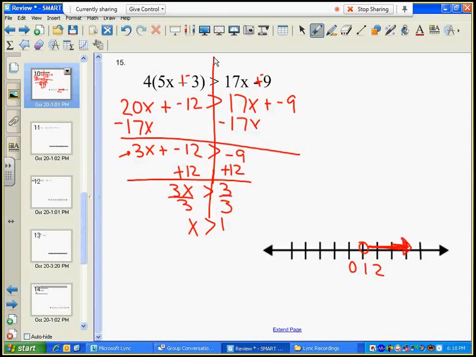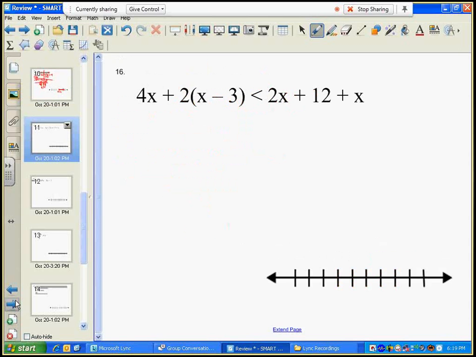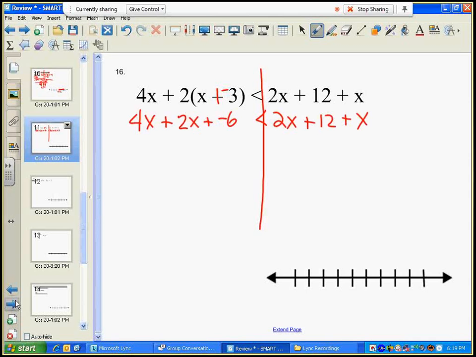Okay. Let's go to the next one. Oh, wow. I'm going to have to simplify this puppy, that's for sure. Let's see. So I'm going to leave change. So I end up with 4x plus, distribute correctly, 2x plus negative 6 is less than 2x plus 12 plus x. Okay, so I've leave change, distributed. Now I've got to combine like terms if I can.